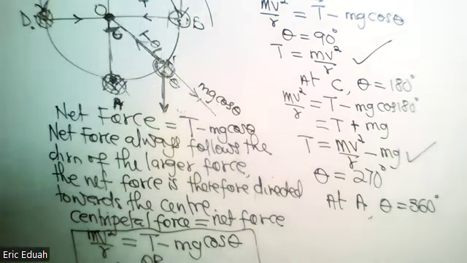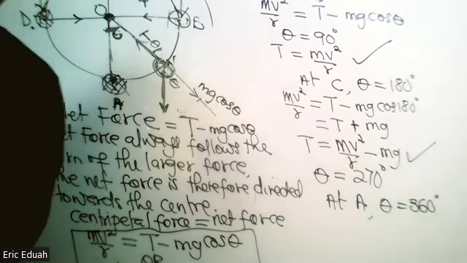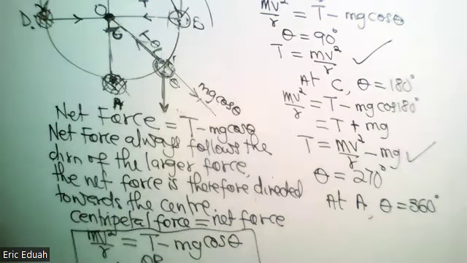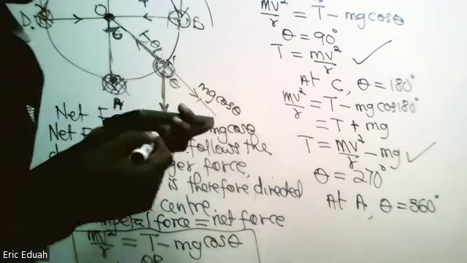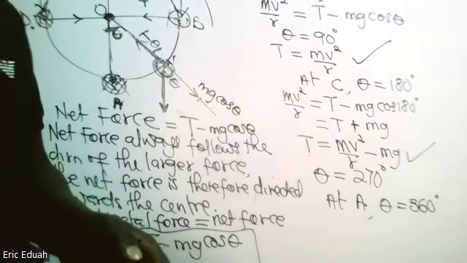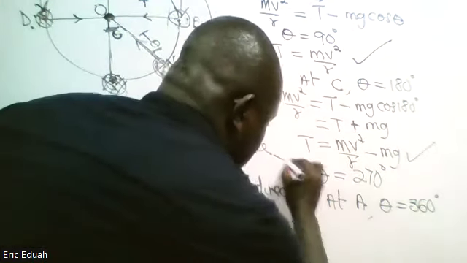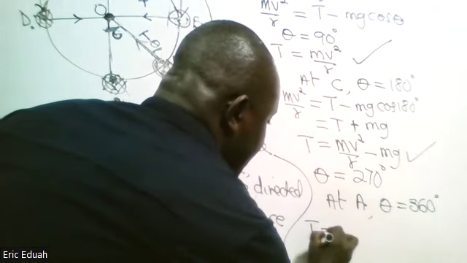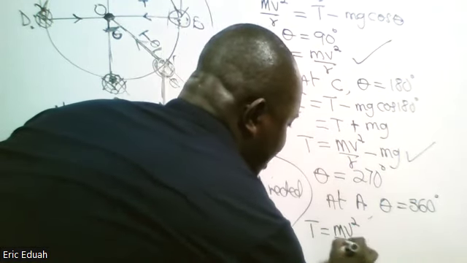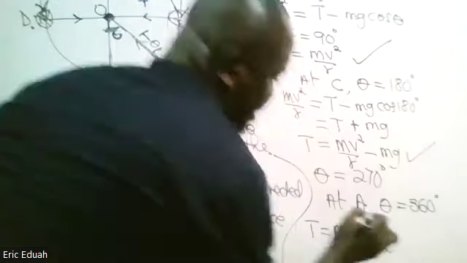Yes. What did you make? The tension is equal to mv squared over r plus mg. Good. So, the tension T at this point is equal to mv squared over r plus mg.